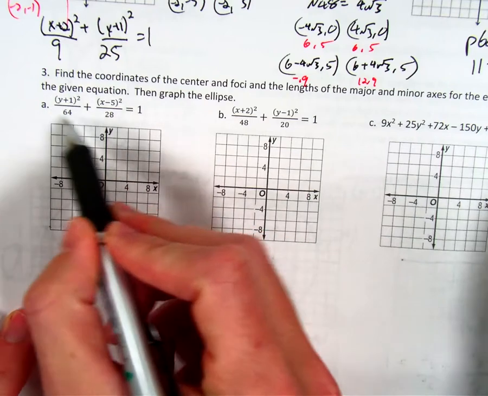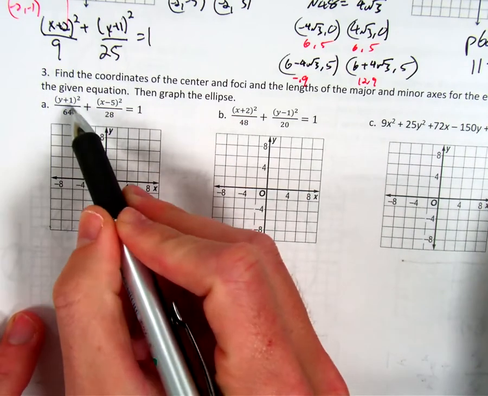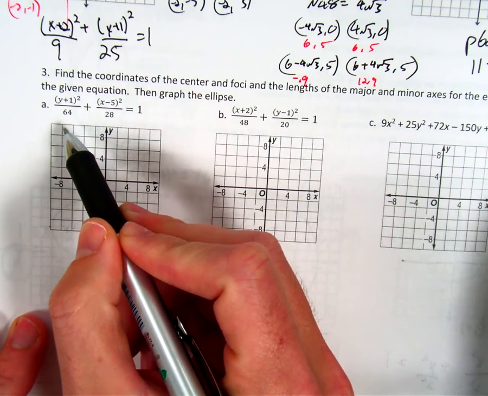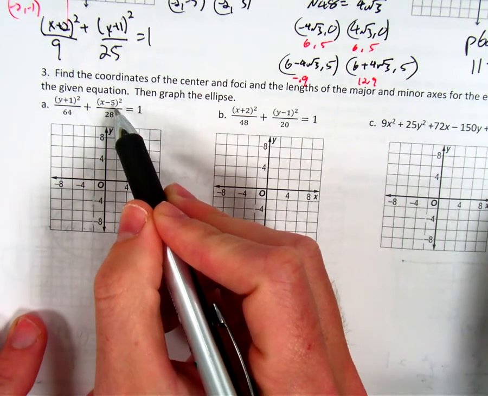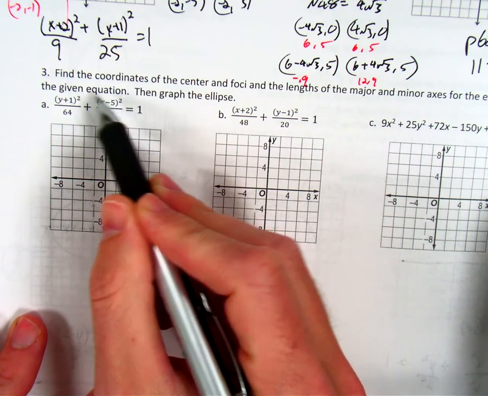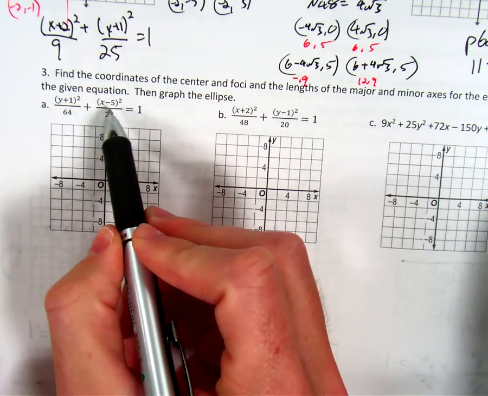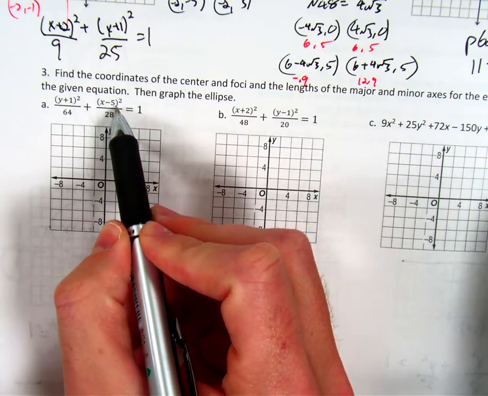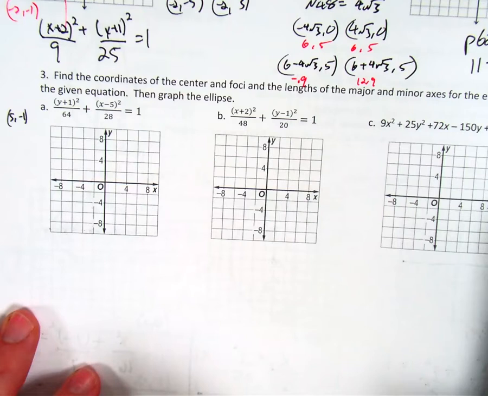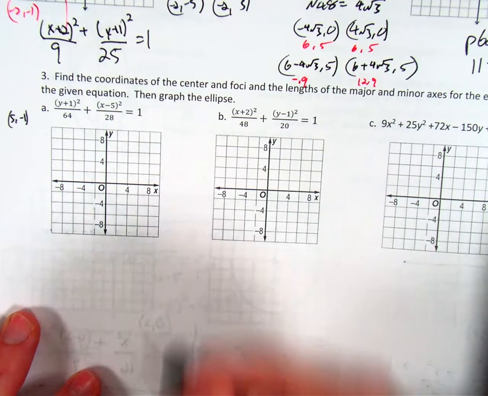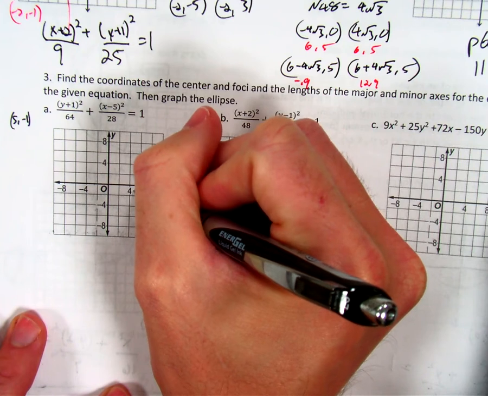From this information here, I can tell this is going to be a tall one because the denominator under y is bigger. And my center should be at 5, negative 1. Don't get that flipped around. We're so used to having it be the x and then the y. So 5, negative 1. Alright, so let's put that down. We're going by 2, so be careful here.